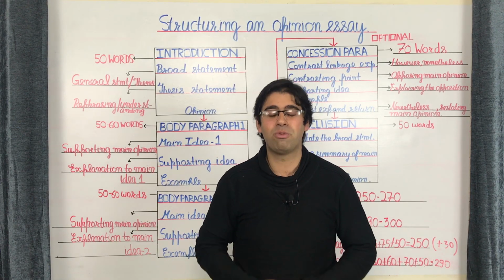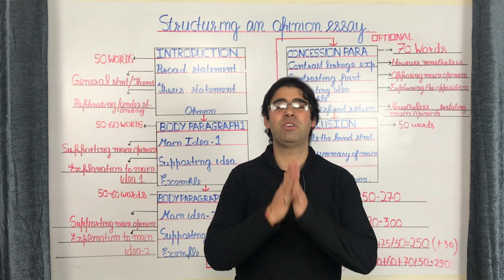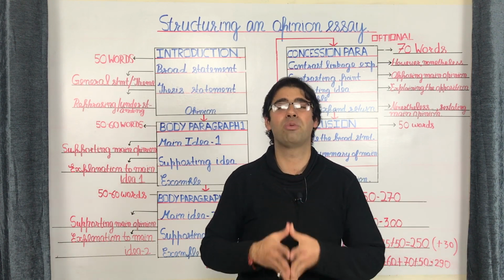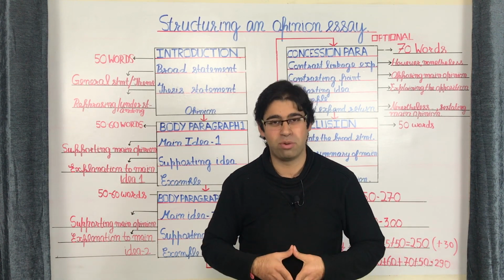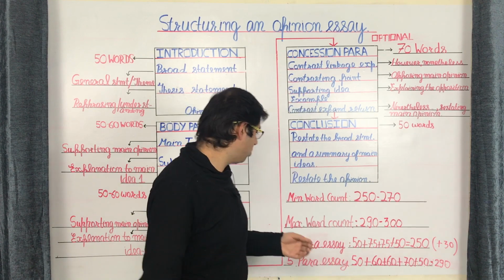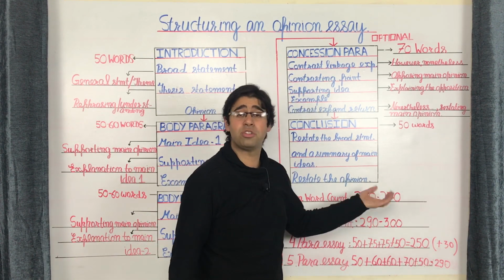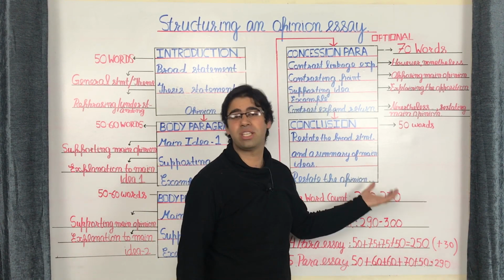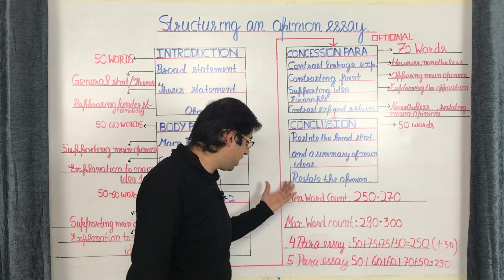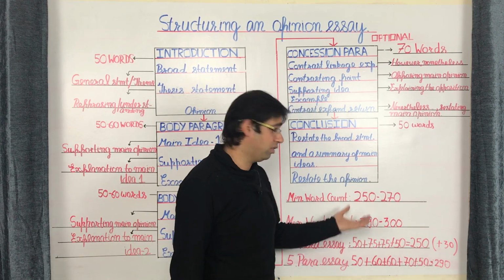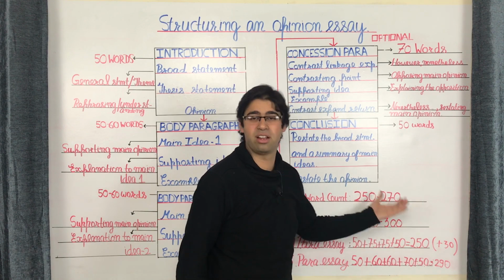Alright, so now a final word on the word count strategy. Now, if you are attempting a 250 to 300 word long essay, this is what your word count strategy should look like. So you've got your minimum word count, which should be in the range of 250 to 270 words. On the other hand, your maximum word count should hover around, say, 290 to 300 words.